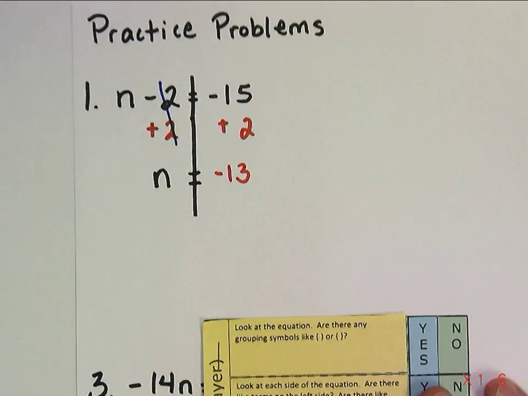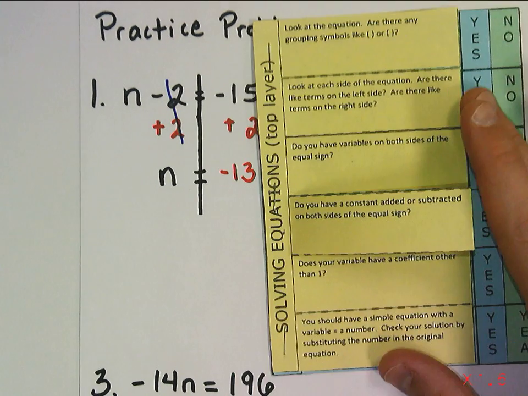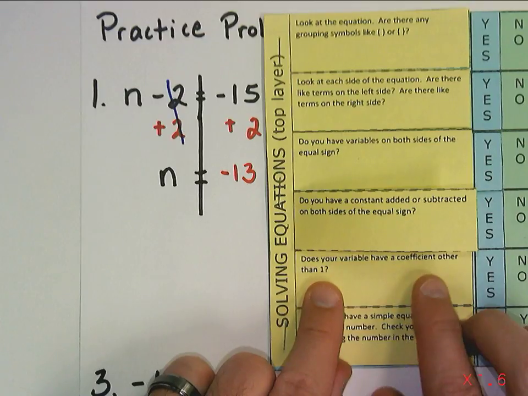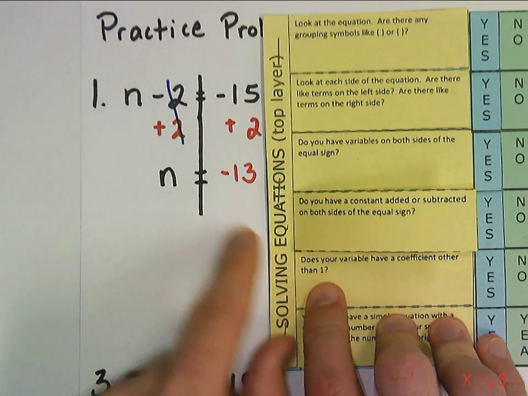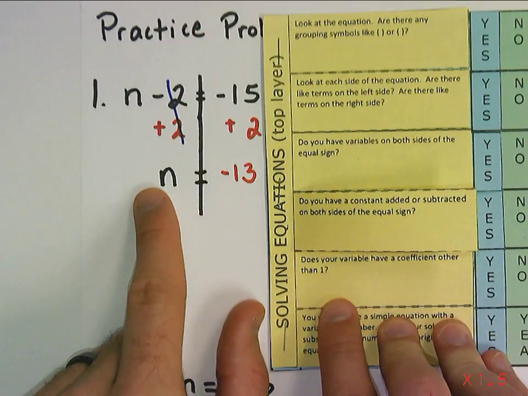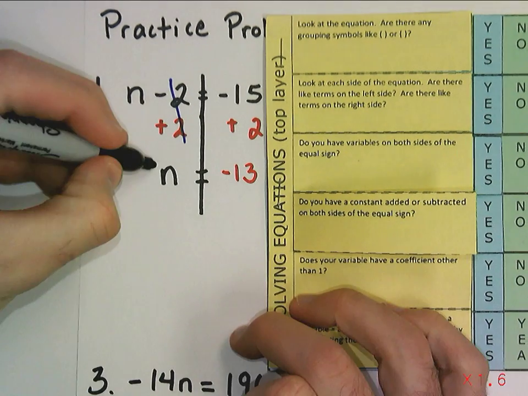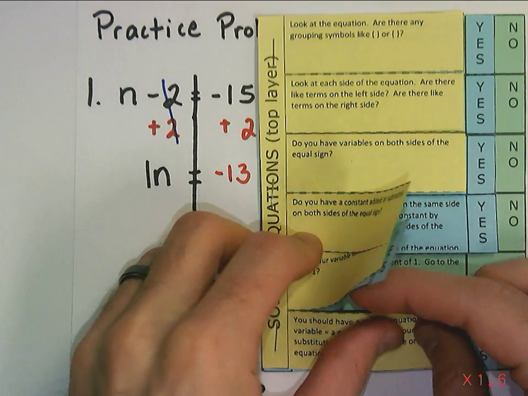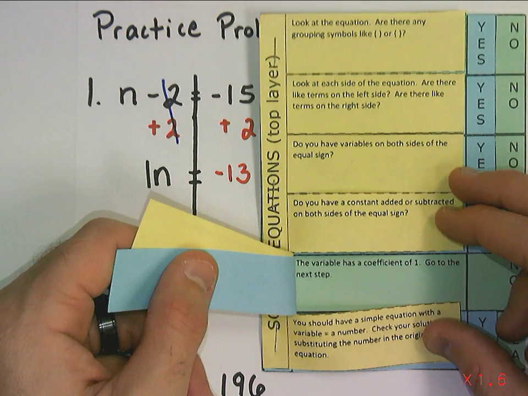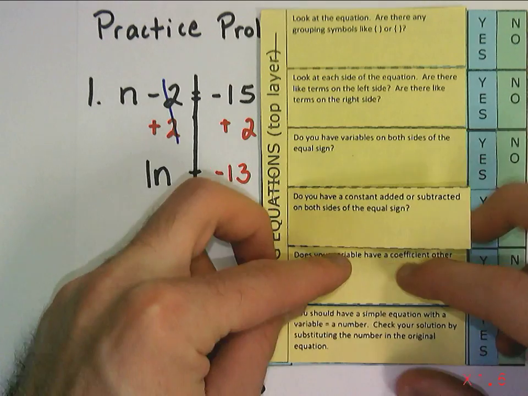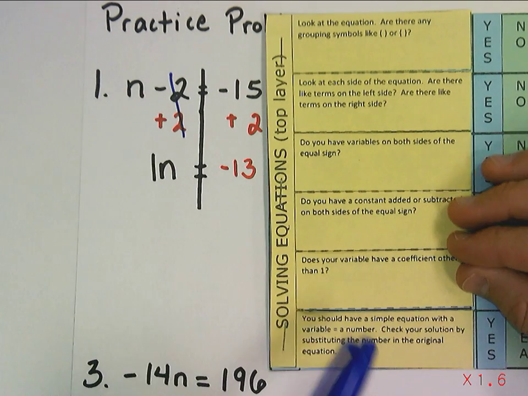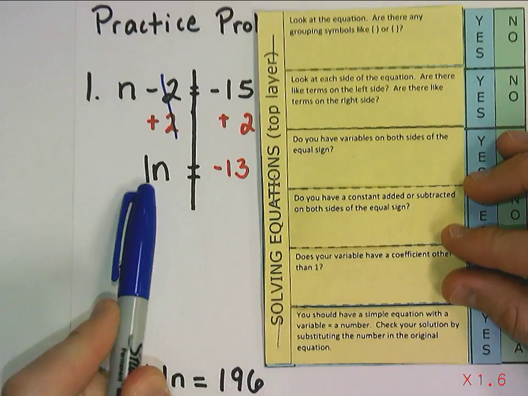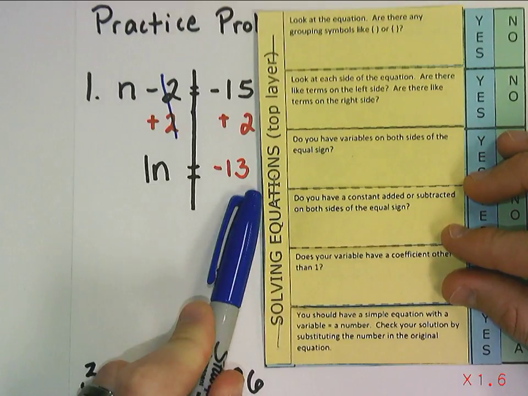Now let's continue progressing through our foldable here. Since we've done all that we can so far, it says, does your variable have a coefficient other than 1? Well, in this case, it has a coefficient of 1. We could put that in there. So we would answer no. So it says, the variable has a coefficient of 1. Go to the next step. It says you should have a simple equation with a variable equal to a number. That's what we have. We currently have n equals negative 13.